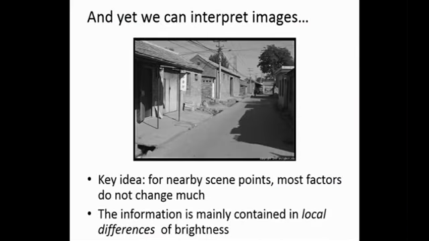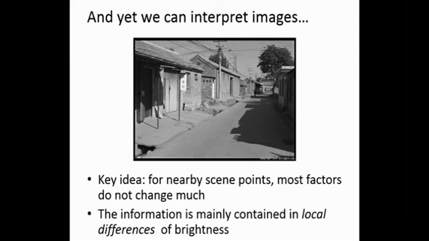But in spite of all that, a pixel tells us nothing, but a whole group of pixels obviously tells us a lot. So we can interpret images. Any pixel individually has virtually no information, but groups of pixels can tell us a lot about the scene. Otherwise, images would be useless to us, and our vision would be useless to us. And so the key idea is that for nearby scene points, most of the factors don't change very much.